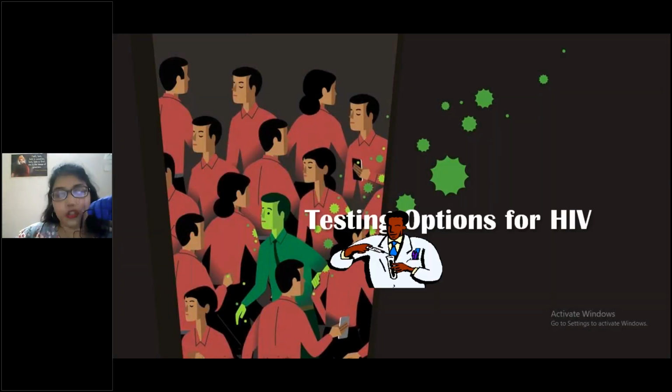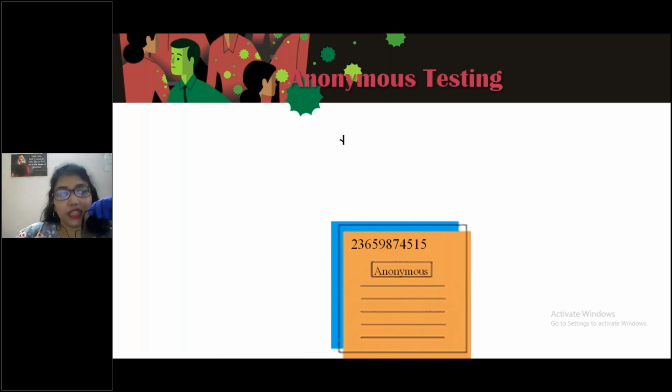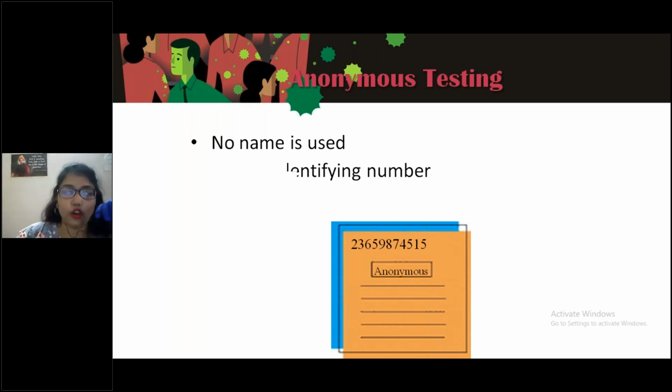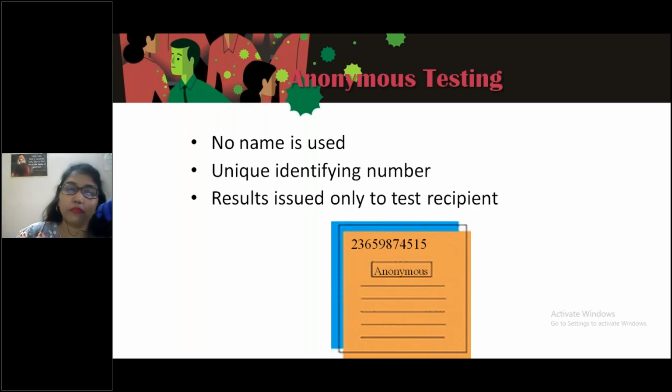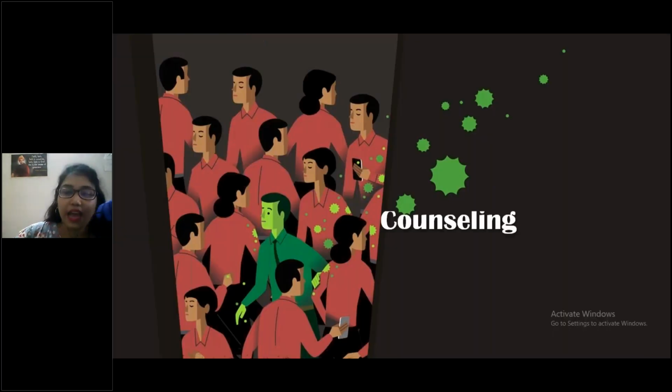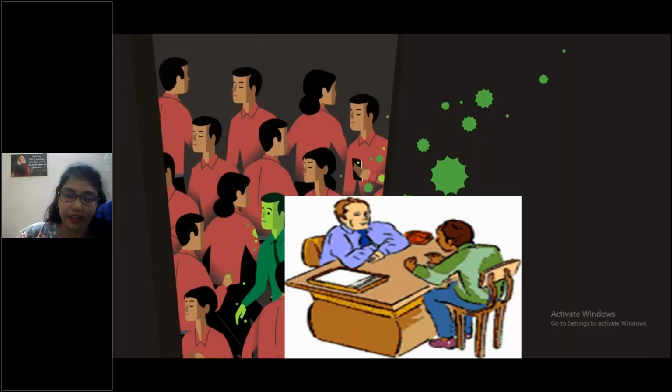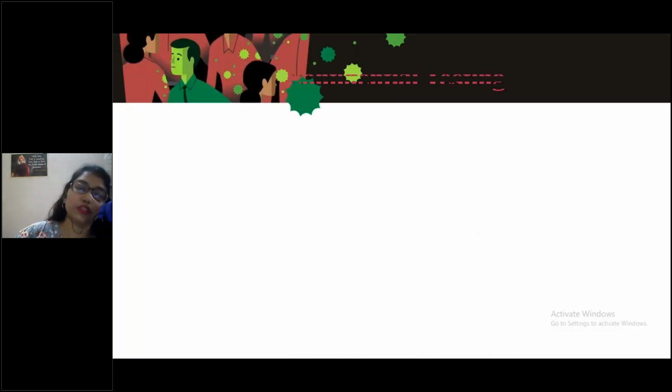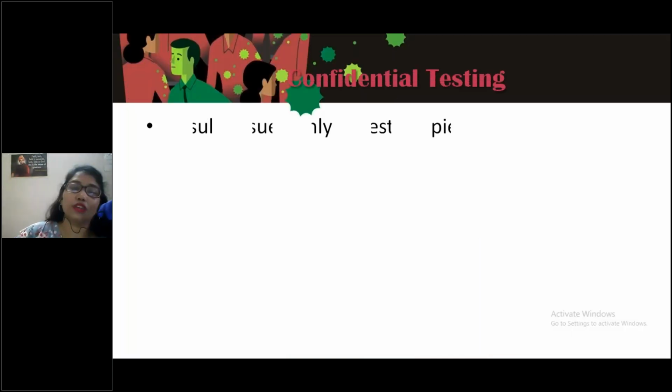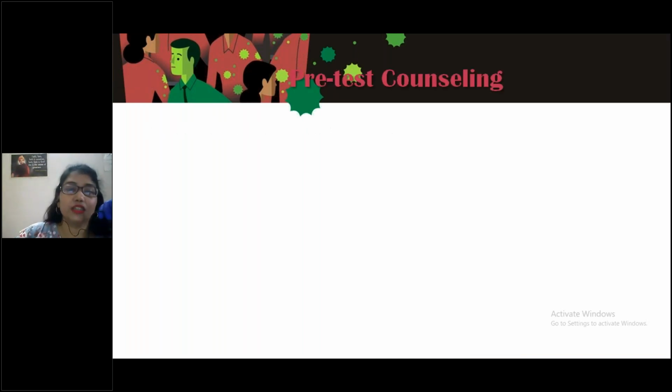Now we'll go to a little bit of testing options for HIV. Basically testing is anonymous. Please remember this, that no name is used. The patient remains anonymous. There is a unique identifying number, and the test results are issued only to the test recipient. And then there is a counseling session. There is a pre-test counseling, and there is a post-test counseling. It is all confidential.